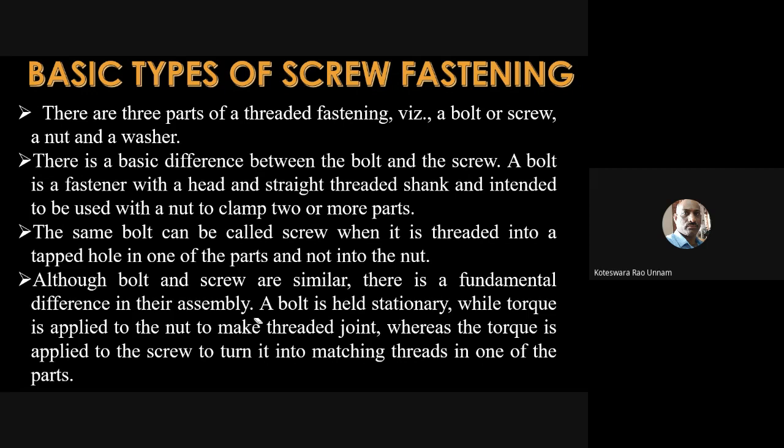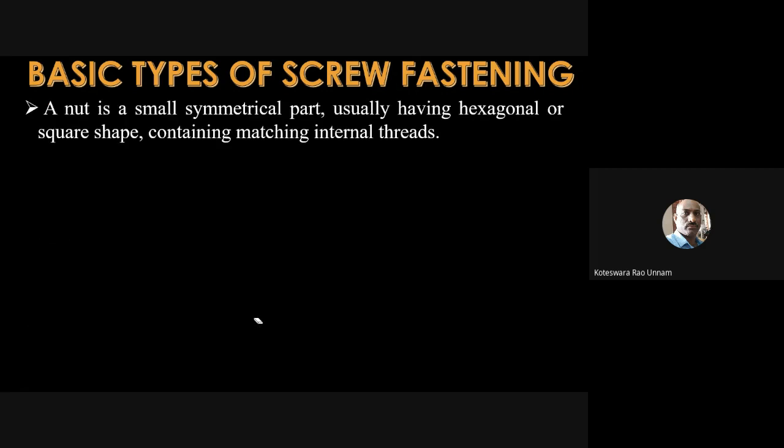Although bolt and screw are similar, there is a fundamental difference in their assembly. A bolt is held stationary while torque is applied to the nut to make the threaded joint, whereas torque is applied to the screw to turn it into the matching threads in one of the assembling parts. So that is the difference.